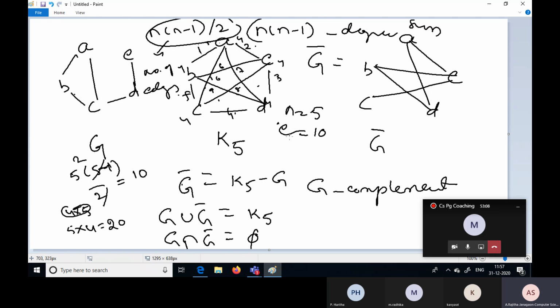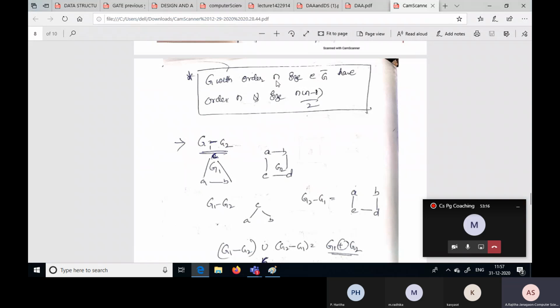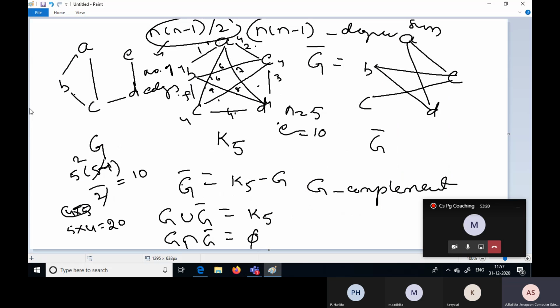Here n equal to 5 and E equal to 10. So this is the complete graph. G with order n. Here the order is 5, and E equal to 10.